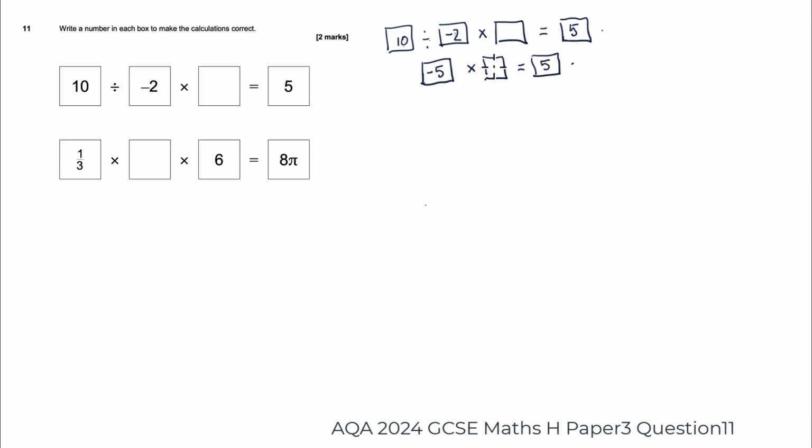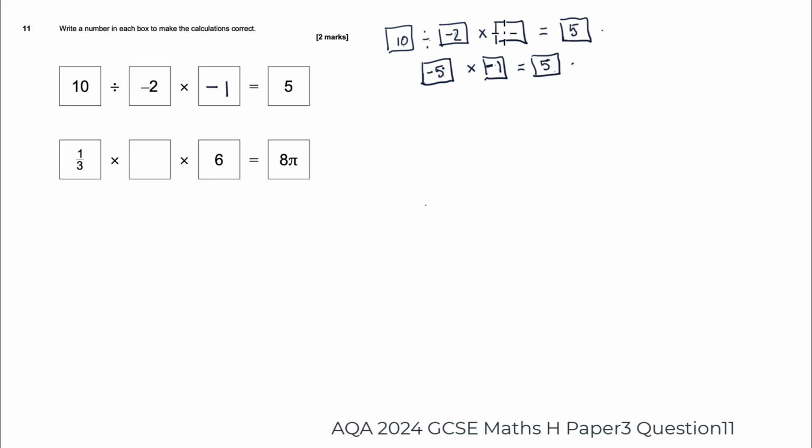Now let's figure out what's in here. This is negative, this is positive, and we're multiplying, so negative times negative would give us a positive answer. 5 times 1 gives us 5. That'll be -1.